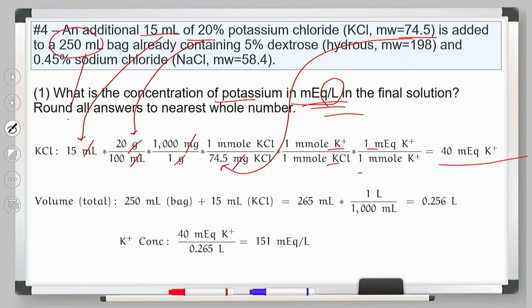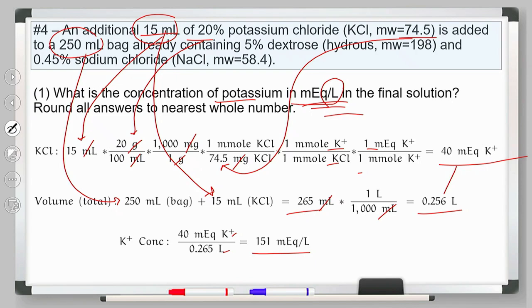I start with a 250 ml bag. I'm adding 15 milliliters to it. So I get 265 milliliters. Convert that to liters by dividing by 1,000. I would argue this potassium is in 0.265 liters. So if I just set that ratio up, I have 151 milliequivalents per liter.